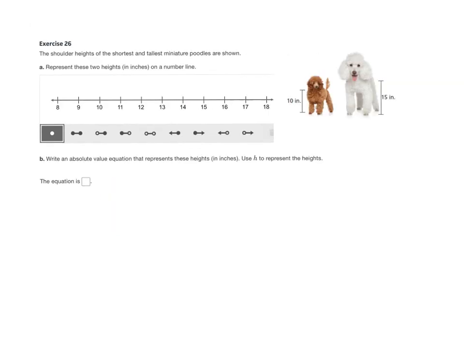The last one, 26. The shoulder heights of the shortest and tallest miniature poodles are shown. Represent these heights in inches on a number line. So we're going to go from 10 all the way to 15. And they can be in between there, right? So first thing that we need to do is find the middle. So if you do 15 minus 10, that's 5, and half of that is 2.5, right? So directly in the middle between 12 and 13 is 12.5.